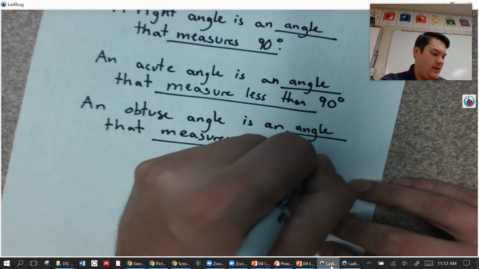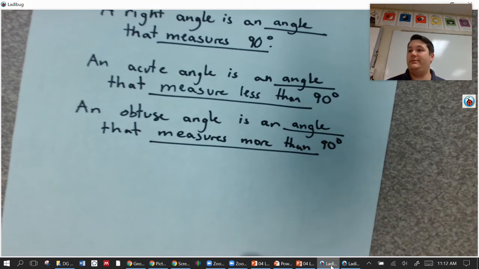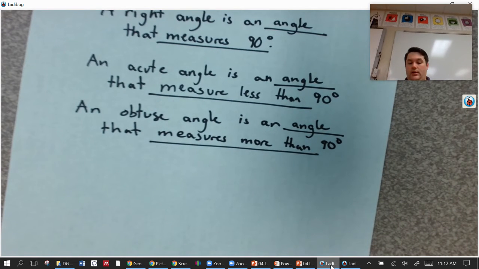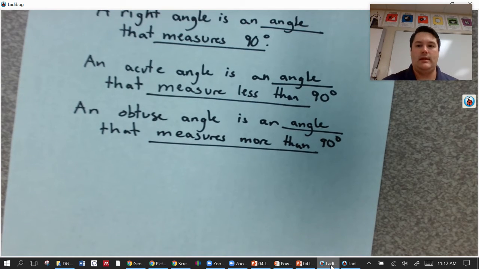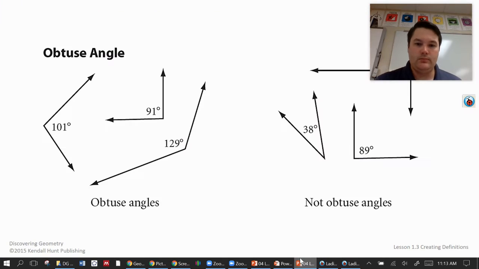Or more than 90. Now, some of you might have put it has to be less than 180 degrees. We don't technically need that part because when we talk about the measure of an angle, we're always talking about something that's less than 180 degrees. If you put that in, perfectly fine.